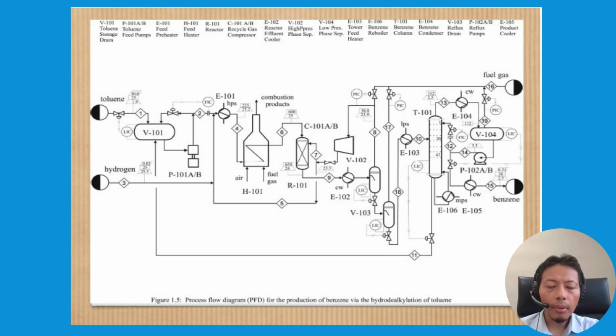This is an example of how a PFD looks. As we can see here, a lot of equipment is connected with lines that represent streams of material or energy. We can see different equipment and sections of the process connected together.